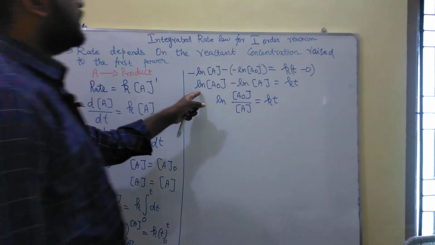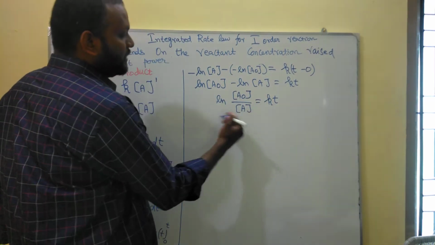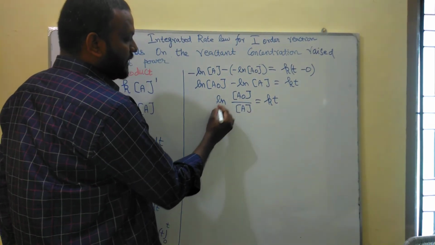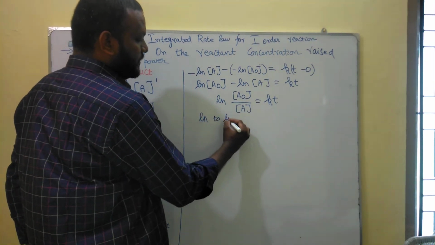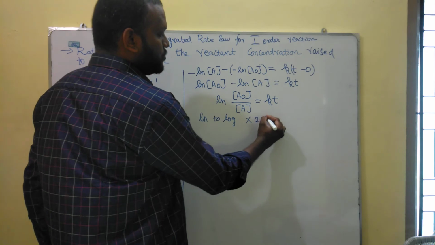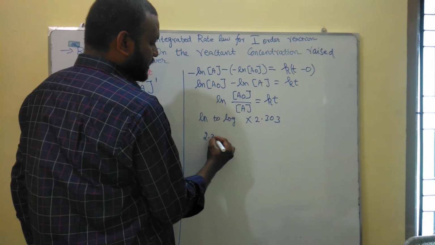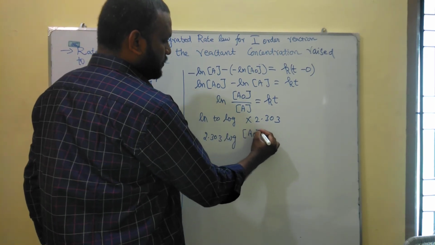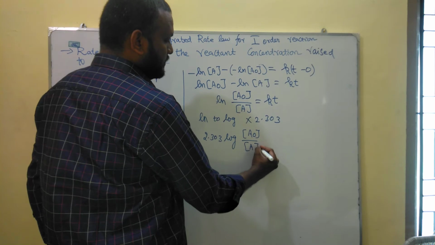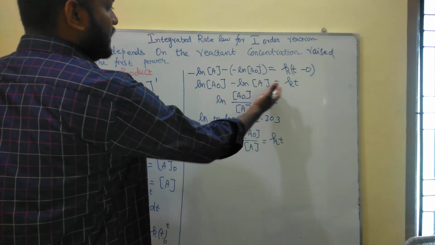That is, log A minus log B is equal to log A by B. We can convert natural logarithm to logarithm. We can multiply ln to logarithm, so ln to logarithm we just multiply by 2.303. So 2.303 log A0 by A is equal to simply kt. Or we have the equation like this.